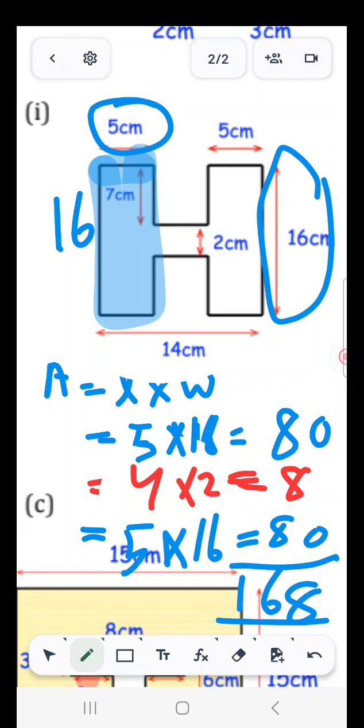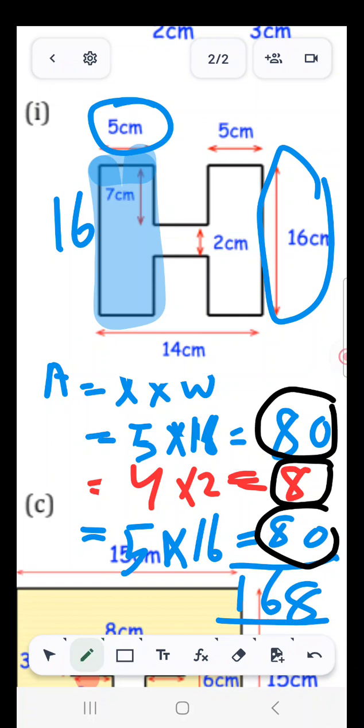The area of the whole shape is 168 centimeters square. Please don't forget to write the centimeter square at least at the end. If you have forgotten to write centimeter square, I'm pointing where you need to write centimeter squares. 80 centimeters square, 8 centimeters square, 80 centimeters square, so it makes 168 centimeters square. Hope you understood.